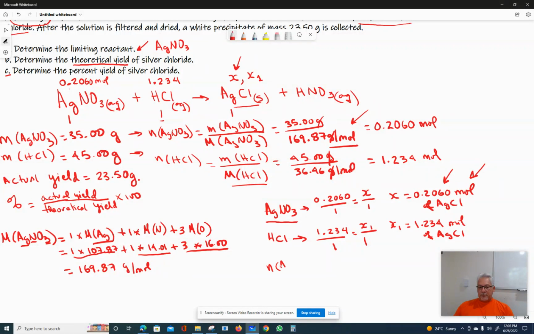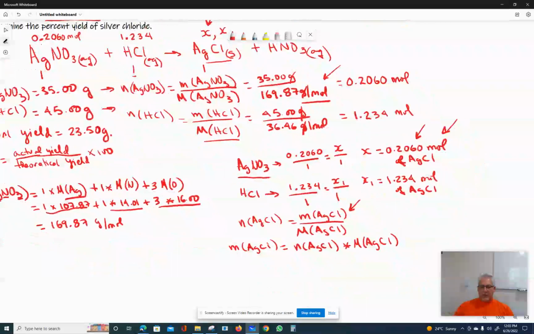Number of moles of silver chloride will be equal to the mass of silver chloride over the molar mass of silver chloride. And if I want to find the mass, that will be the answer for B, theoretical yield. Let me find the mass of silver chloride. That will be equal to the number of moles of silver chloride times the molar mass. Let me scroll my screen up a little bit so that will give you more room for writing.